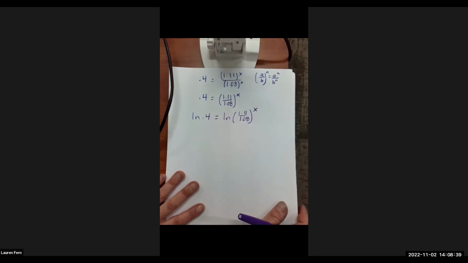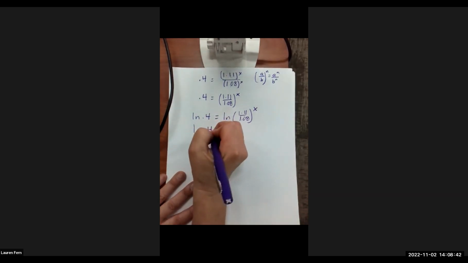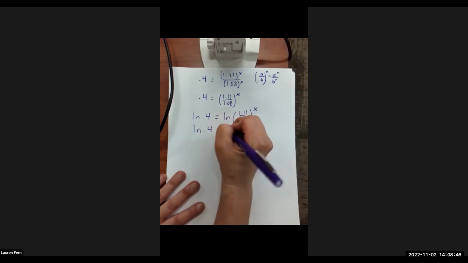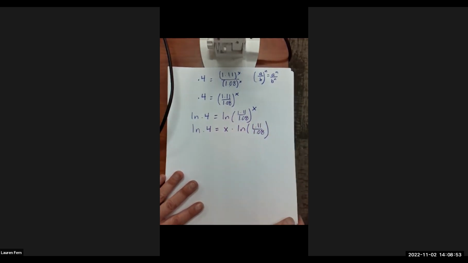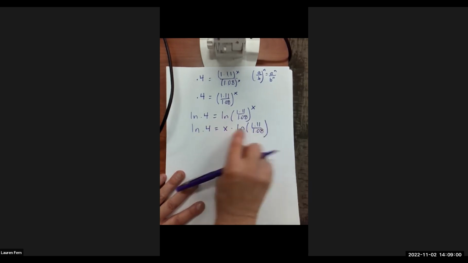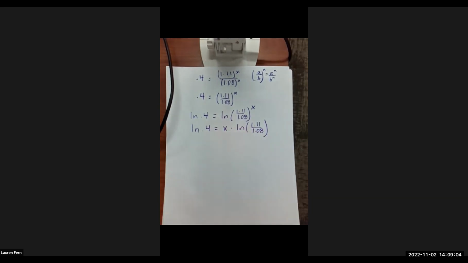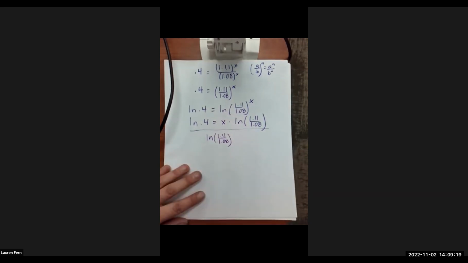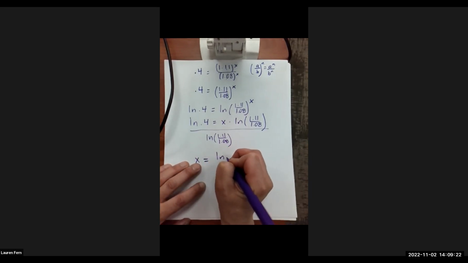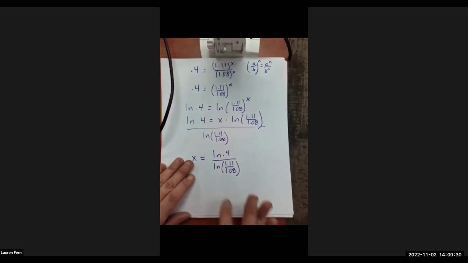What's the really great thing about having taken the log? What can I do with this x? Down in front. And now I want to get x all by its lonesome. The problem is I'm multiplying by this yucky looking thing. How do you get rid of what you multiply by? Divide. Oh my gosh, I love your enthusiasm, even if it is forced. So my final answer is the natural log of 0.4 divided by the natural log of 1.11 over 1.08. This is the exact answer.